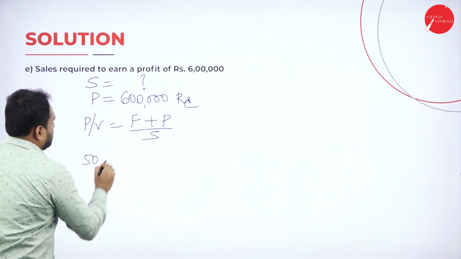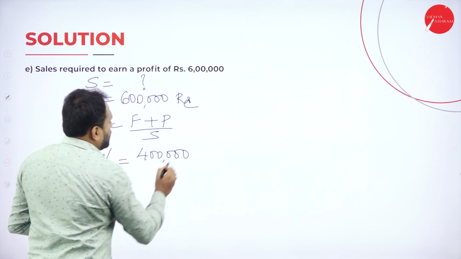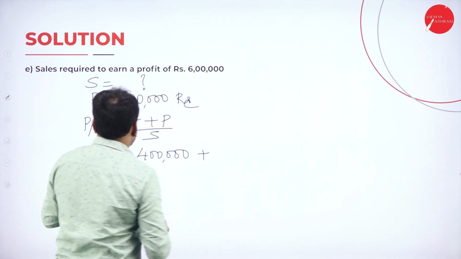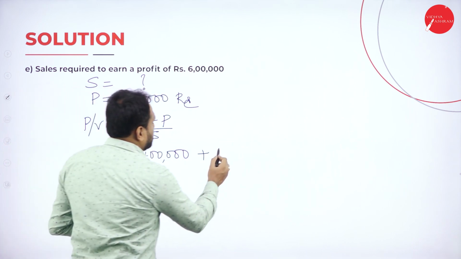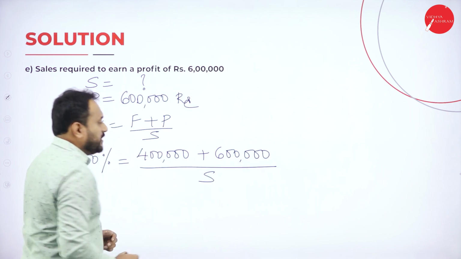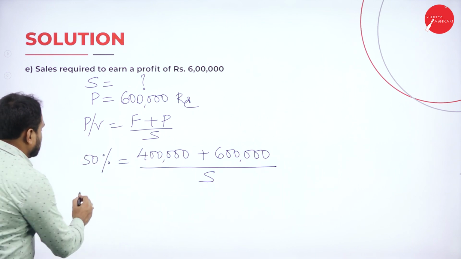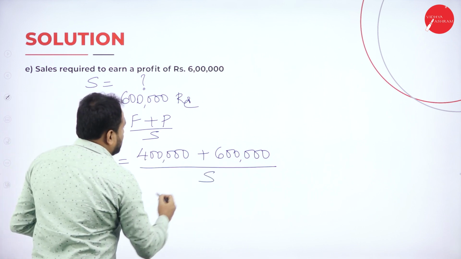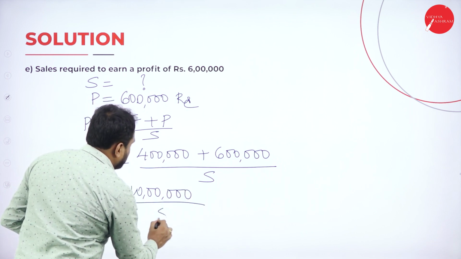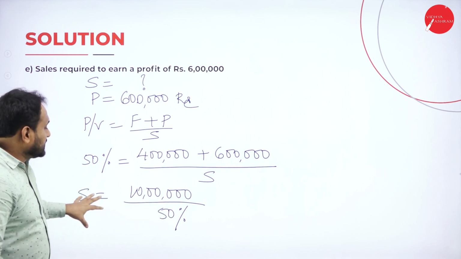PV is how much? 50% is equal to fixed cost. We know that it is 4 lakh. Fixed cost will not change. PV will not change because nothing is changing here. Now we have plus profit, they have only given, that is 6 lakh rupees. Done. Now we need to find what? Sales. Sales, I'll put it here. Now again cross multiply, sales will go here, PV will come down. So sales is equal to 4 lakh plus 6 lakh is 10 lakh, 10 lakh divided by 50%. Now what happens is sales is equal to how much?